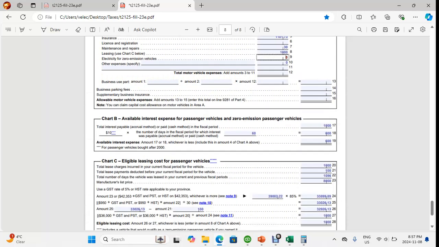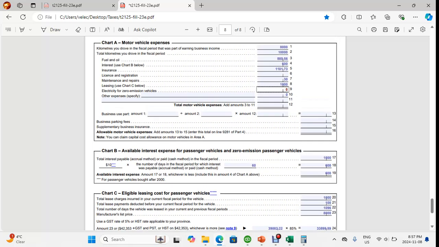Okay, and next we move on to your business part. Before we move on to the business part, this will be a total of $3,612.29 for your total motor vehicle expenses. Further down, this will be amount 1, which is 8,000.